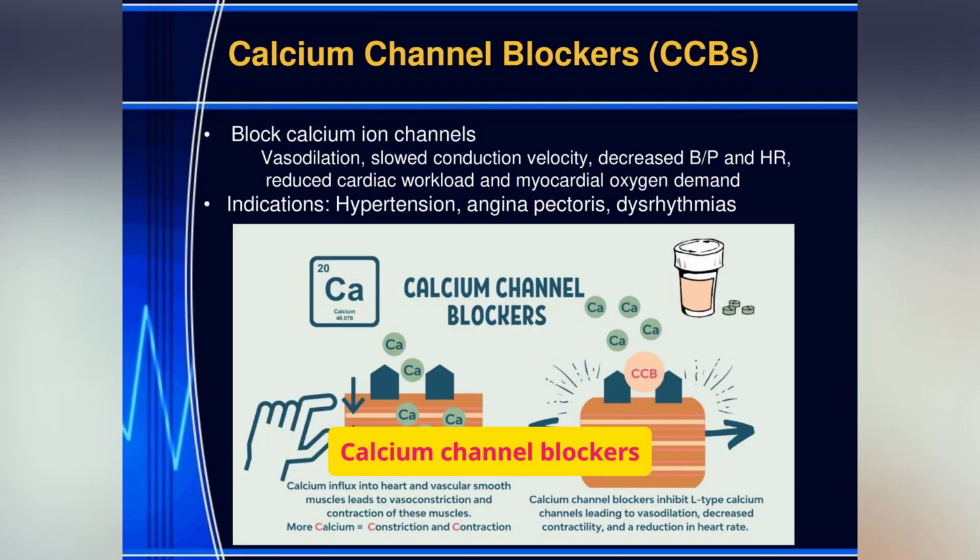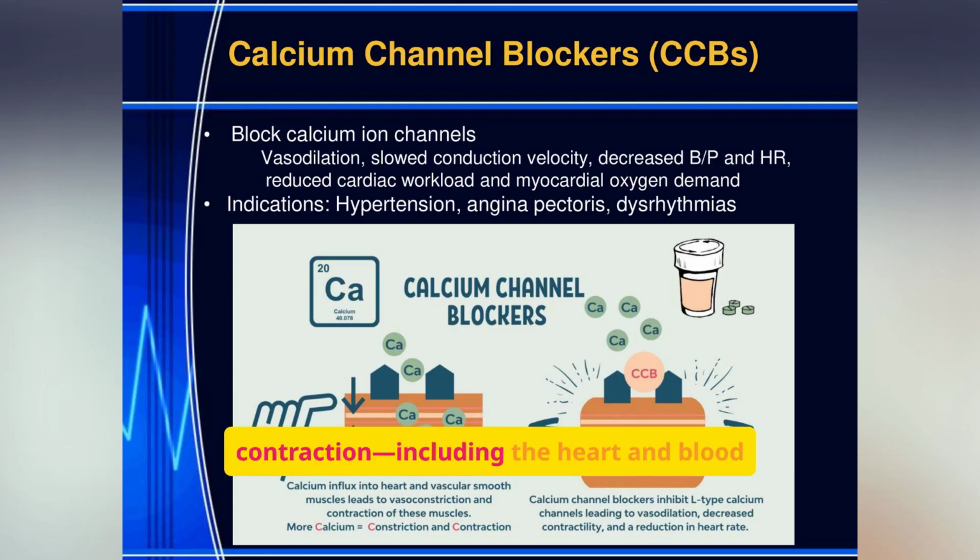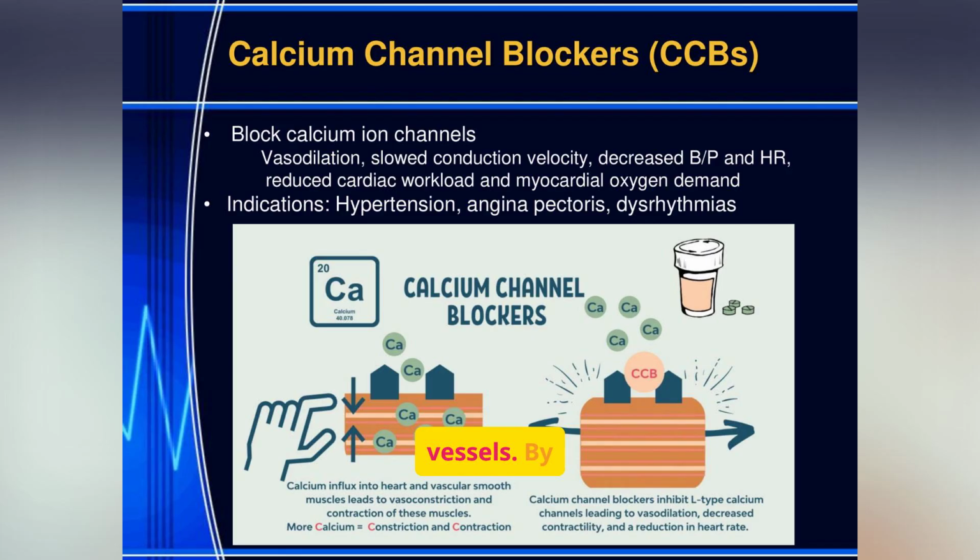Calcium channel blockers work by blocking calcium ion channels. We'll discuss their mechanism of action and their indications for hypertension and other conditions. Calcium is needed for muscle contraction, including the heart and blood vessels. By blocking calcium channels, these drugs relax arteries, lower BP, and reduce the heart's workload. They're used for hypertension, angina, and some arrhythmias.